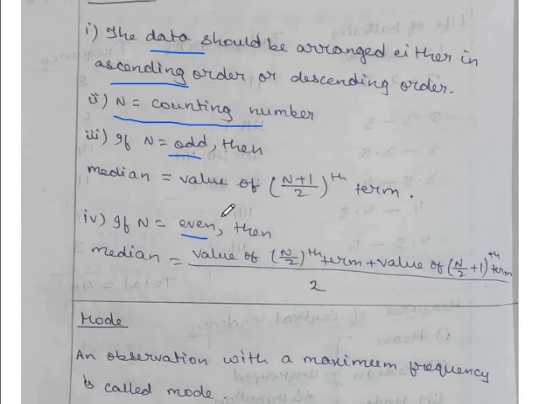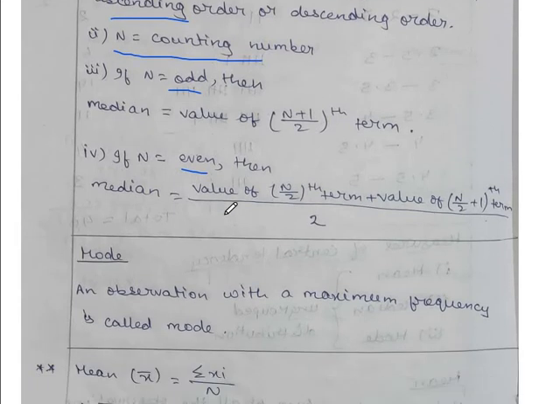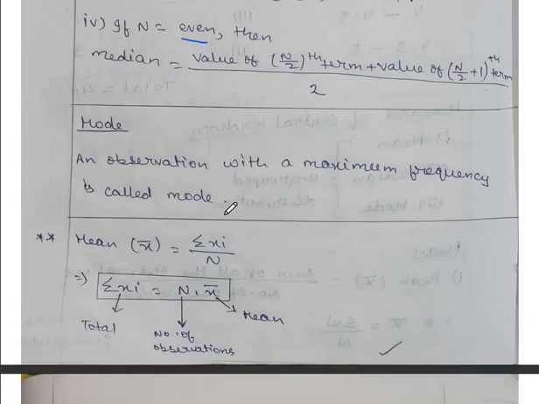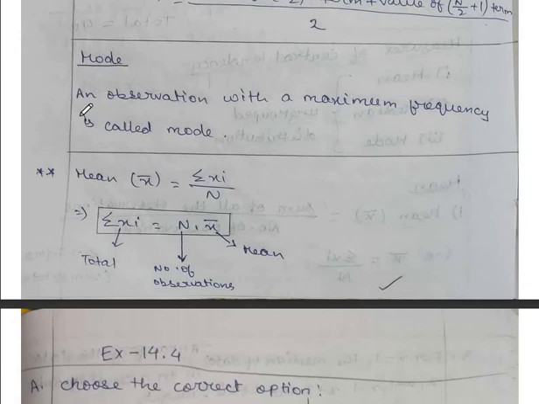Mind it, whatever formulas I gave here are for ungrouped distribution. Grouped distribution for mean, median, mode you will be learning in class 10. Now for the calculation of mode, remember that there is no formula for ungrouped distribution, but an observation with a maximum frequency is called mode. An observation with a maximum frequency is called mode. So whichever number occurs the most times in your list, you call it the mode.